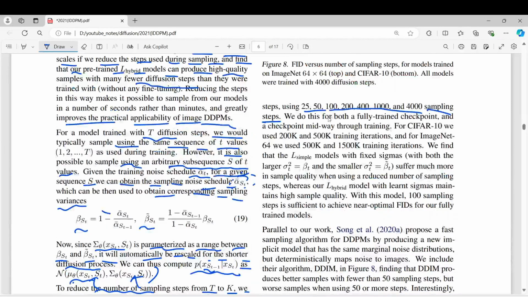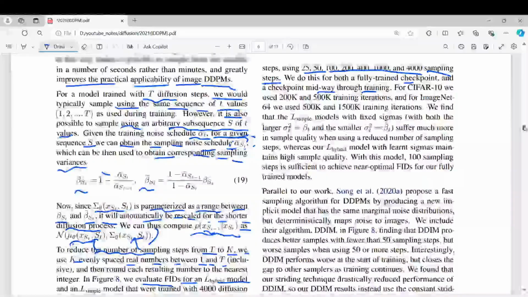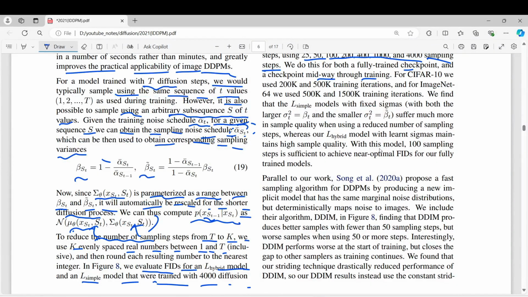4000 diffusion steps. So using sampling steps, they are going to employ these sampling steps. We do this for both fully trained checkpoints and the checkpoint midway through training, and they found that with this model, 100 sampling steps is sufficient to achieve near optimal FID for the fully trained model.